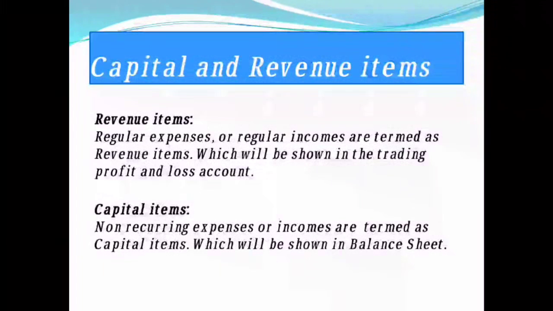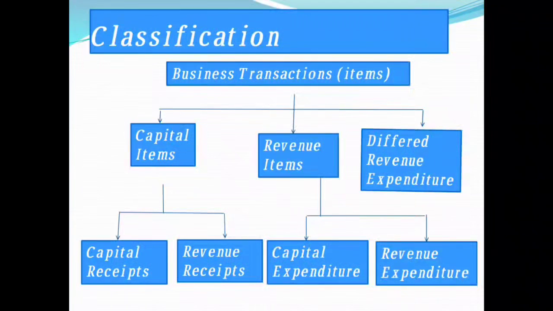And capital items are non-recurring expenses, meaning only one time you are going to receive or only one time you are going to spend that amount. That is considered as capital items here, and it will be shown in the balance sheet. But the revenue items will be shown in the trading profit and loss account, and all capital items will be shown in the balance sheet.